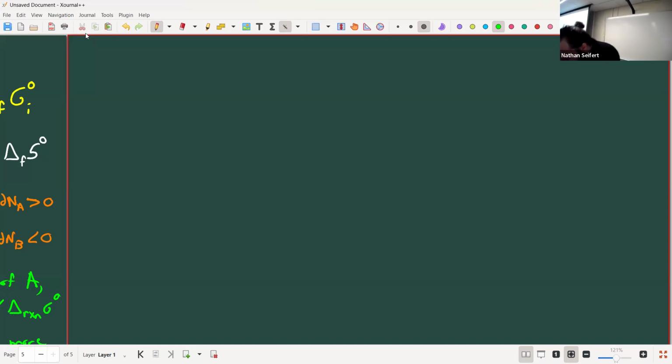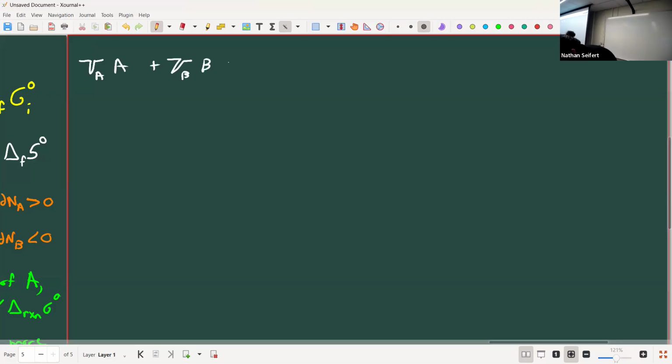So let's go back again to this reaction scheme that I wrote a while back between A and B to form C and D.